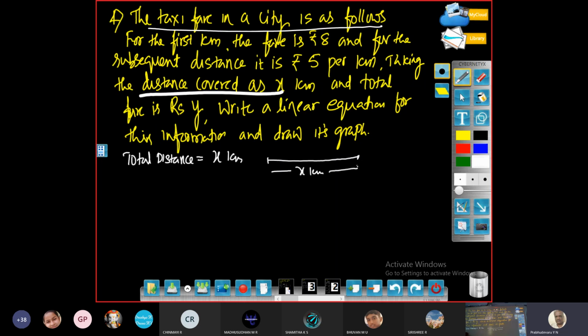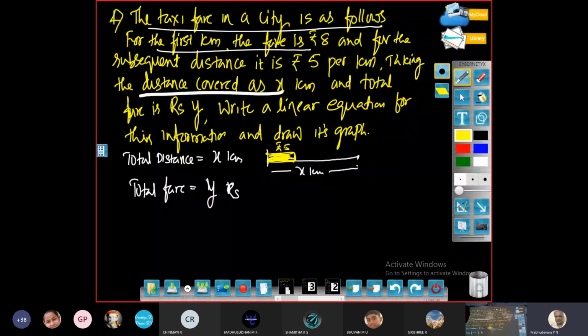And the total fare is rupees 5. So the total distance x kilometers he traveled, and the charge taken by this taxi person is rupees 5. Now on the condition, for the first kilometer it is rupees 8. So from here to here, let us assume this is the distance he traveled, 1 kilometer. This distance is rupees 8. The charge for the first kilometer is rupees 8.